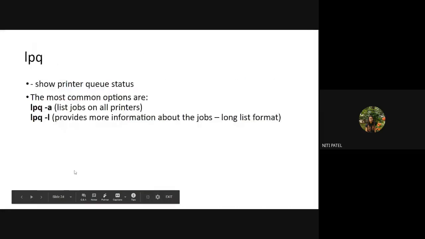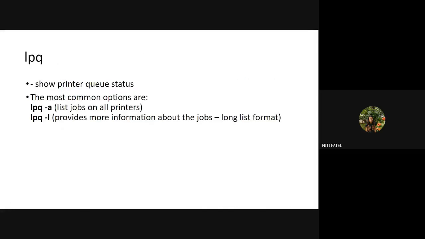Then we had seen the command called LPQ, where Q stands for printer queue and tells about the printer queue status. Now we use this command with two different options. The first option is -A and the second option is -L. Now what is this A? A is used to print or list all the files that are there to the printer for printing. So we call those files nothing but the job.